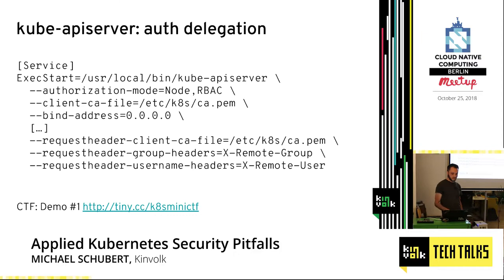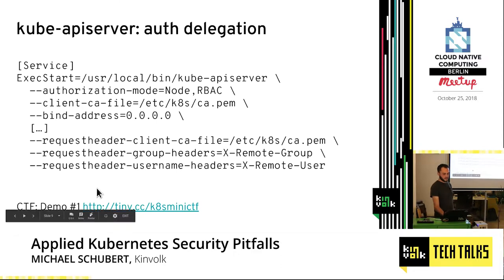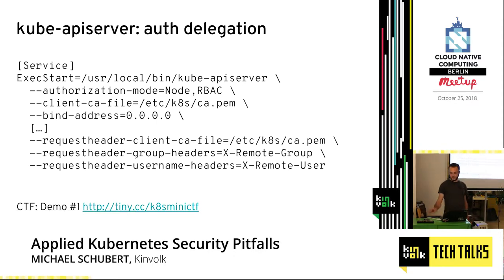So in real world, a systemd unit could look like this. You have your API server, you have all your configuration options, and then you specify the certificate authority and the group and user headers that then can be set to specify which group you want to use and which user. And the thing is, there's a bit of a subtle problem with this configuration, and it's not obvious from the very beginning.